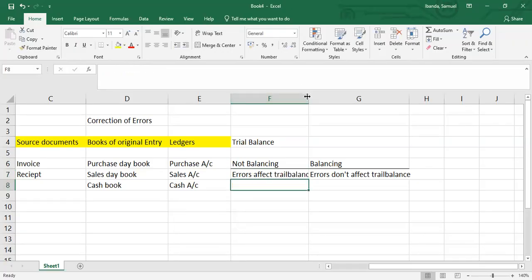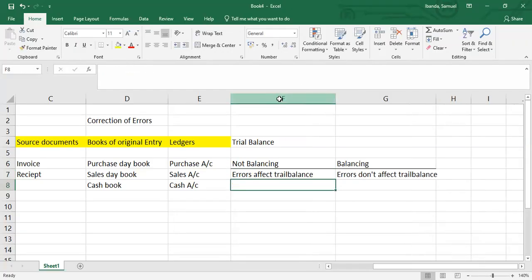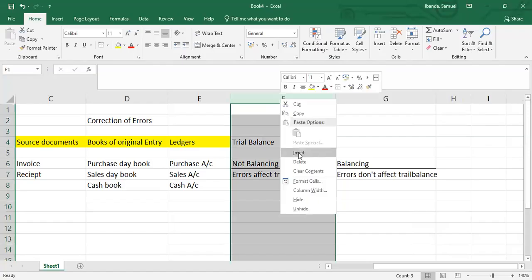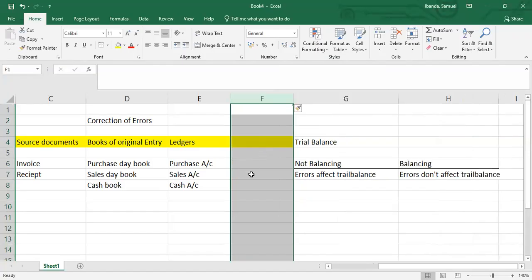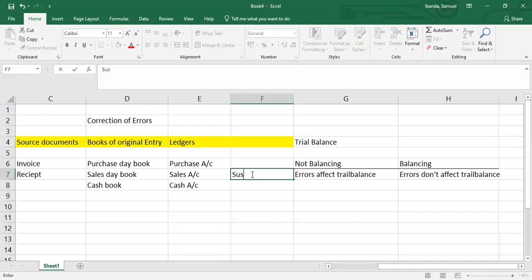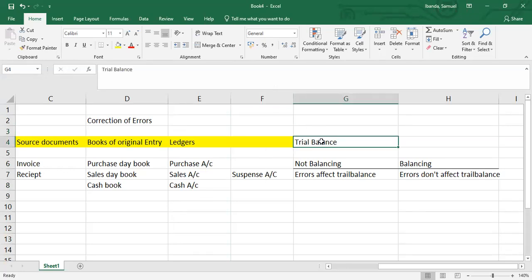Now, one of the things that we do is there's an account called a suspense account. There's what we call a suspense account. And how the suspense account works is that it tries to help us balance our trial balance. Okay, this is a suspense account. Now, suspense accounts are only introduced when our trial balance is not balancing.